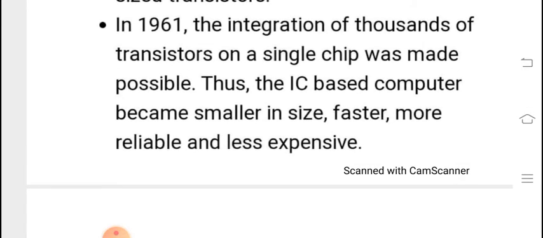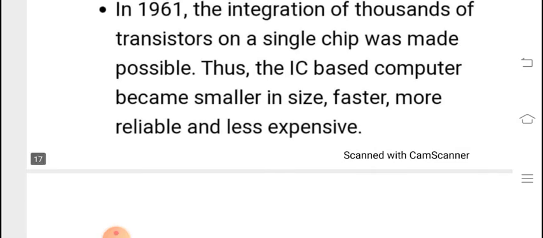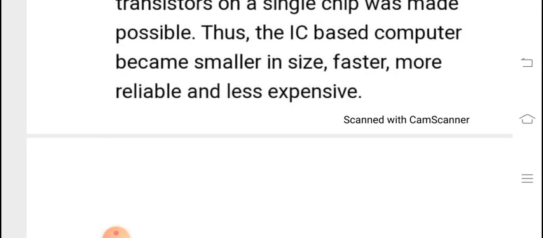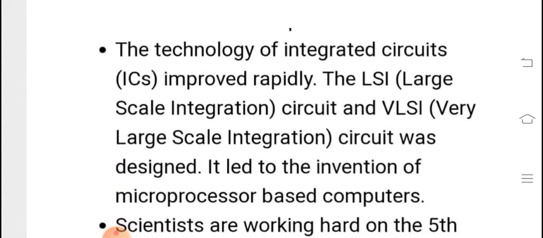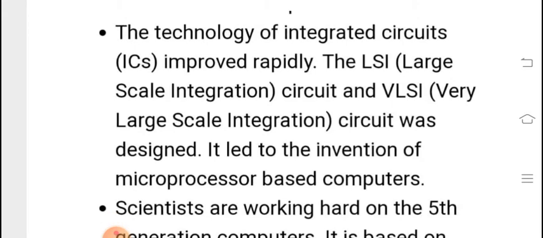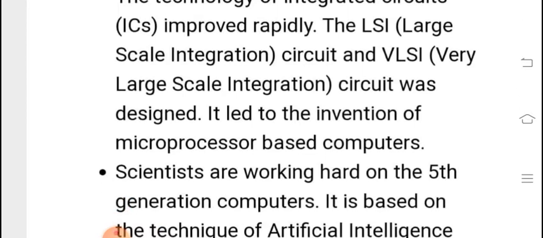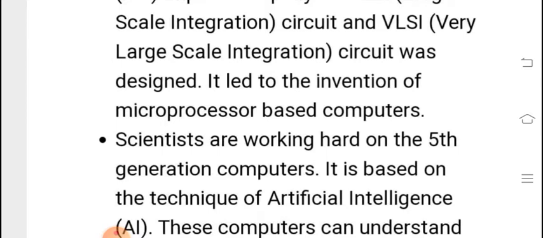In 1961, integration of thousands of transistors on a single chip was made possible. Thus, the IC based computer became smaller in size, faster, more reliable, and less expensive. Very cheap. The technology of integrated circuits, that means ICs, very small chips, improved rapidly. LSI means large scale integration circuit and VLSI means very large scale integration circuit was designed. It led to the invention of microprocessor based computers.